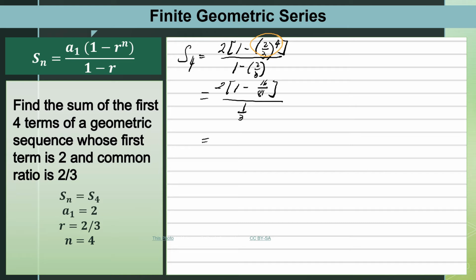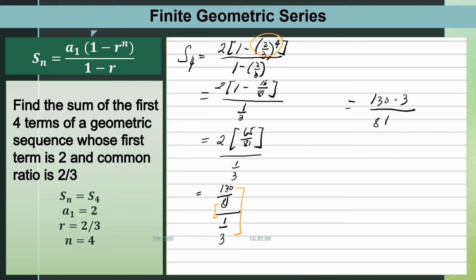And that is equal to 2 times 1 minus 16 over 81 is equal to 65 over 81 all over 1 over 3. Now, let's multiply 2 times 65 over 81. Ang kalalabasan ay 130 over 81 at nandun pa rin si 1 over 3 natin. At para makapag-simplify tayo ng complex fraction, kailangan muna natin i-multiply ang extremes. And that is equal to 130 times 3. At i-multiply natin ang ating means. That is over 81 times 1.